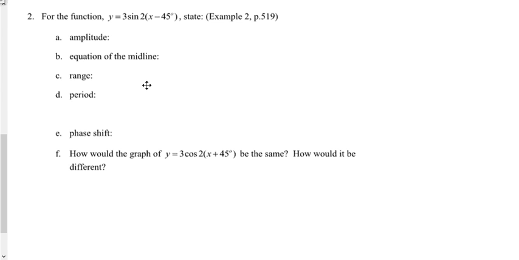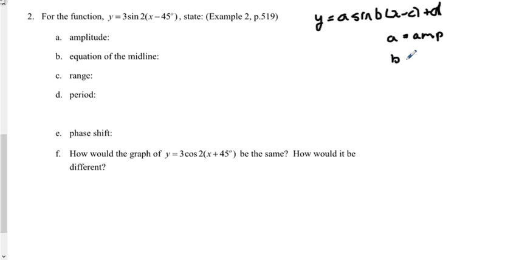In this video, we'll be determining some characteristics of the sine or cosine function based on its equation, not the graph. So the function that I'm given here is y equals 3 sine 2 outside of x minus 45. So I'd like to compare that to my base function, which is y equals a outside of sine b x minus c plus d. So recall that the a value here represents the amplitude.